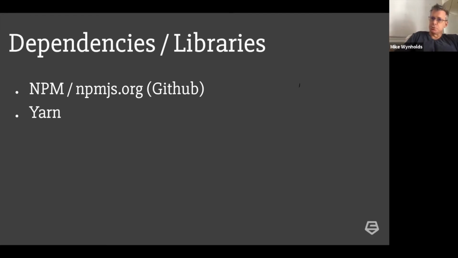NPM is also a tool that you can use for module and dependency management. Yarn is a drop-in replacement, sort of, not quite, but is a replacement for NPM that still uses the npmjs.org dependency repository. Java has its Maven Central repository. Different languages have their own place where dependencies are stored, and NPM is that for JavaScript.